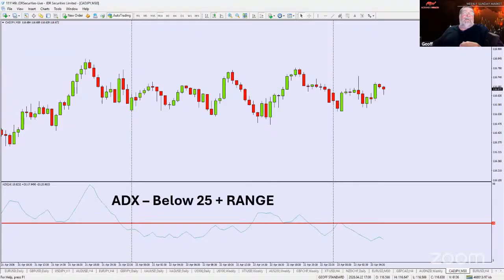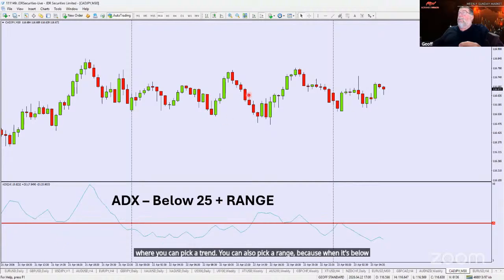Similarly with the ADX line, where you can pick a trend, you can also pick a range, because when it's below the 25, we're ranging. When it's above the 25, we're trending. Weak trend, I've got to say. But this is a good indicator as well to pick whether you're trending or ranging.